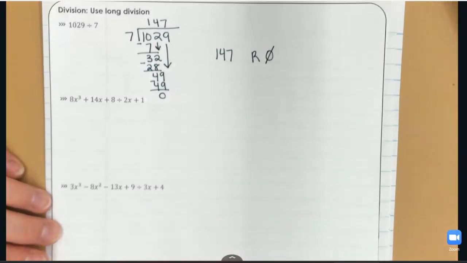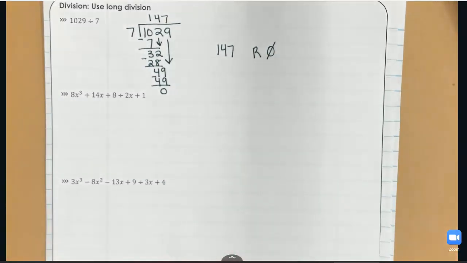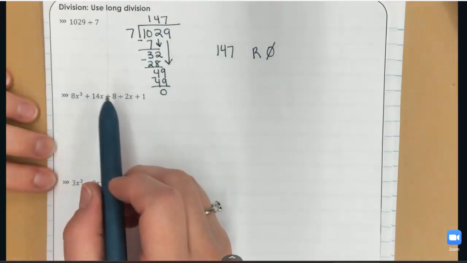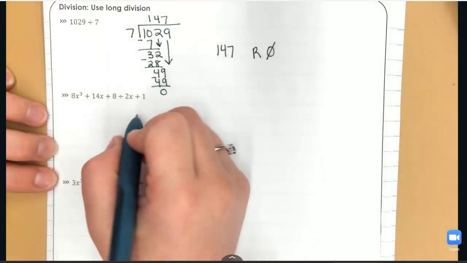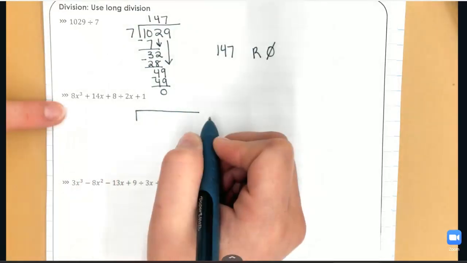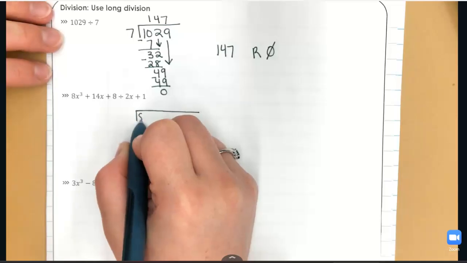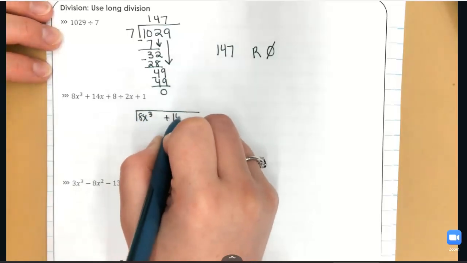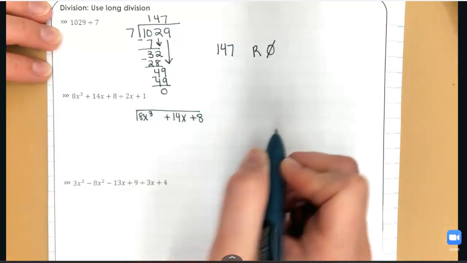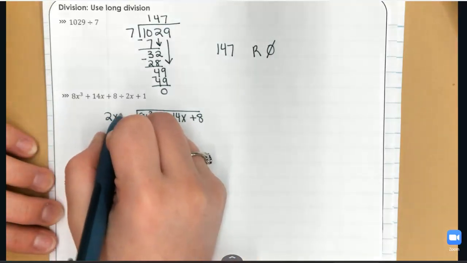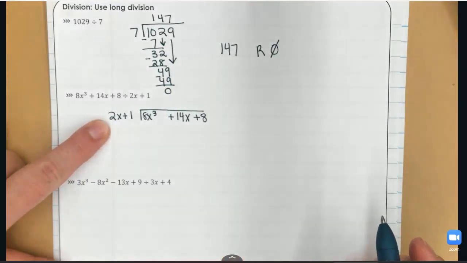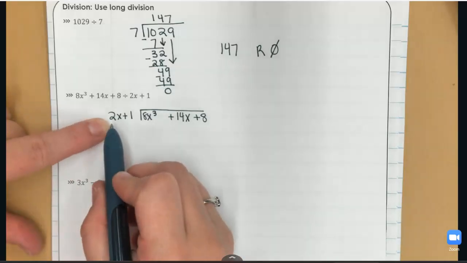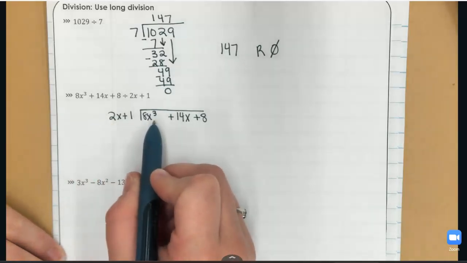Now, when you are dividing polynomials, you are still going to use long division, and it's only a little bit trickier. We're going to look at what would I need to multiply my outside by to get the inside. So I'm going to set up my house. The first term is what's going to go inside, 8x cubed plus 14x plus 8, and I'm dividing that by 2x plus 1. So I'm going to focus on what's in the front of my divisor, that polynomial on the outside, and it's 2x. What would I need to multiply 2x to get 8x to the third?